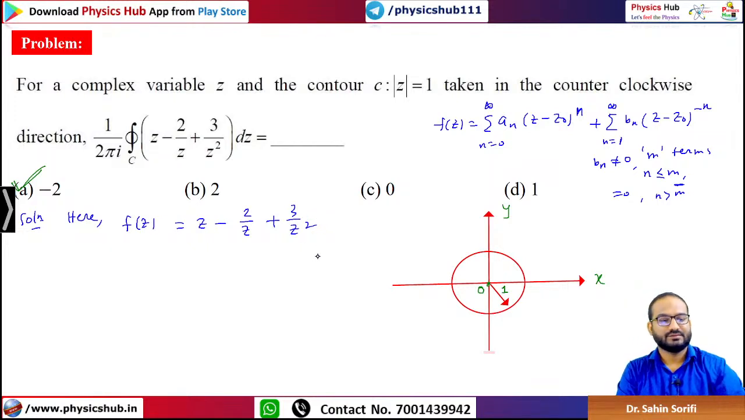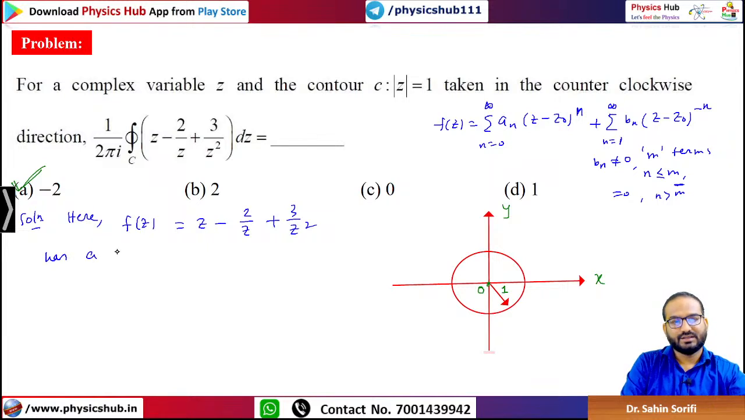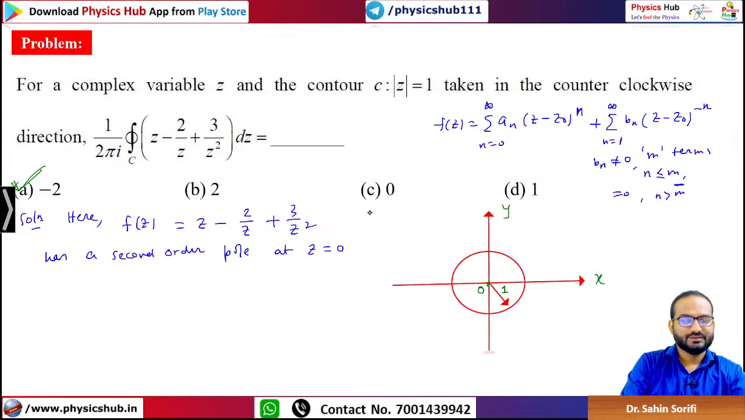Try to understand. So this has a second order pole at z equals 0, because if you put z equals 0 here, that is infinity, and here also if you put z equals 0, that is also making it infinity. So you have to consider the maximum power. So this is also a non-essential singularity.